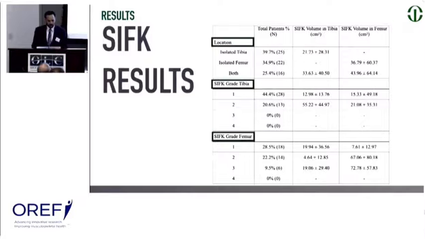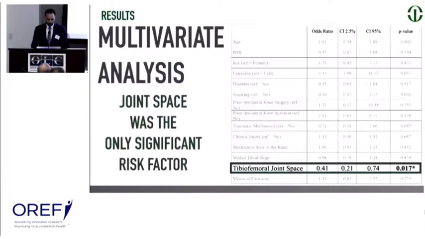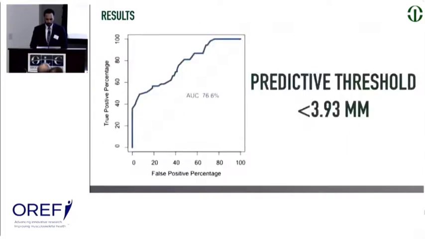As far as our distribution of different lesions, location was mostly on the tibia side. SIFK grade in the tibia was grades 1 through 4. However, we were unable to find any high-grade lesions in our group. And in the femur, we were unable to find grade 4 lesions, only grades 1 through 3. We did a multivariate analysis and it showed that joint space was the only significant risk factor which led to these patients having this increased risk of the fractures.